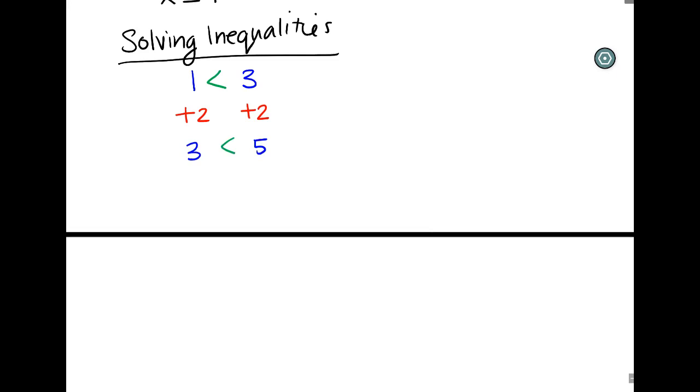And this makes sense when you think about the number line here. We started with 1 being less than 3. So 1 was to the left of 3 on the number line. Adding 2, all that does is take both of our points and move them up 2. So the 3 is still less than 5. All we've done is shifted the number line over. So this makes sense. Subtraction also works the same way.